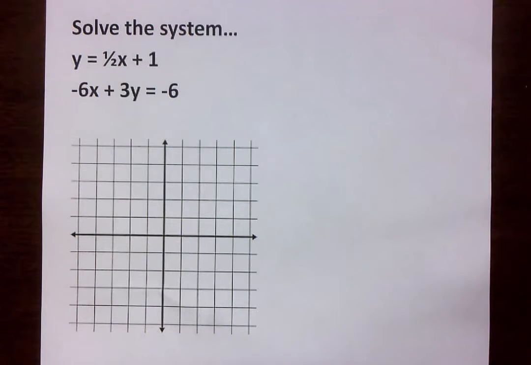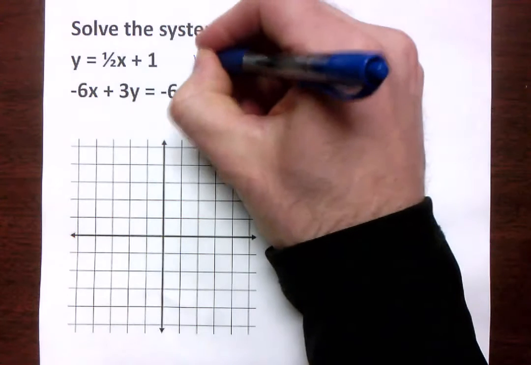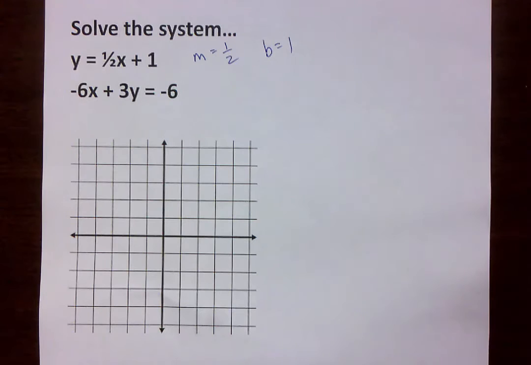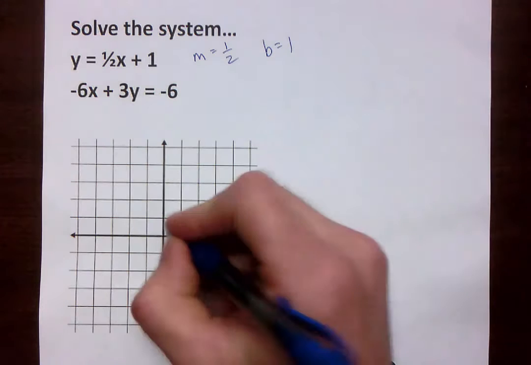We have the system y equals 1/2 x plus 1 and negative 6x plus 3y equals negative 6. Well, the beauty of the first one is it's in slope-intercept form. I know that the slope is 1/2, and I know that my y-intercept is 1. So graphing this line will be easy. Start with b equals 1, that's my y-intercept.